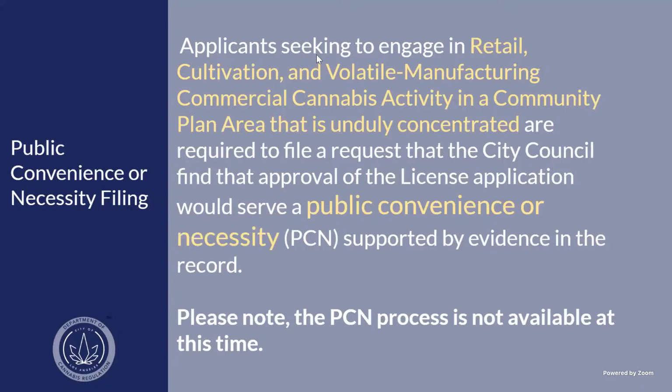So any applicant seeking to engage in retail storefront with on-site sales, cultivation, and volatile manufacturing in a community plan area that's unduly concentrated, which we refer to as a finding of undue concentration, would have to file a request with the city council and get a public convenience or necessity finding prior to DCR accepting the application. I just do want to note that the PCN process is not available at this time, and hopefully it will open up and be available later this year.